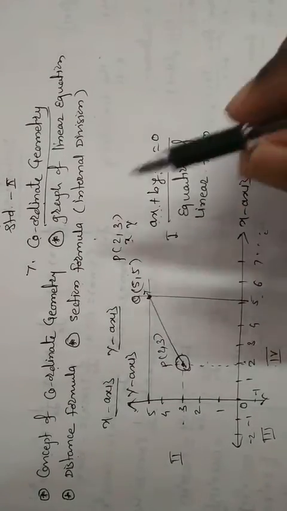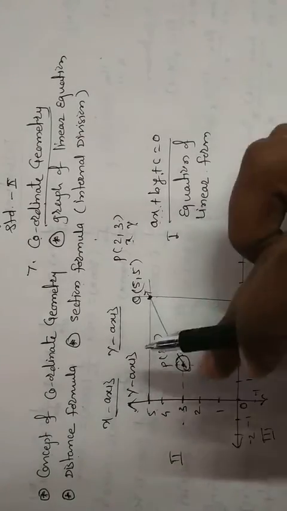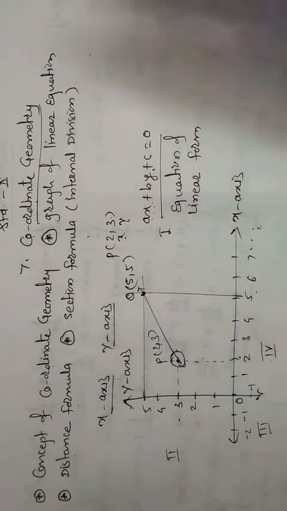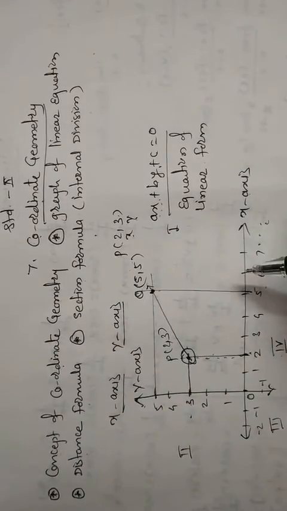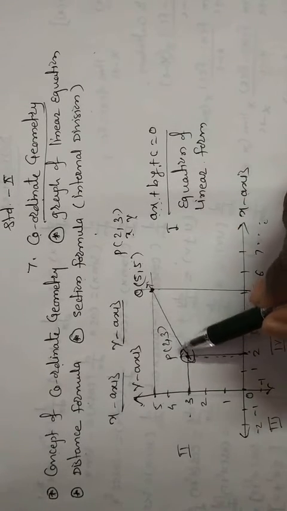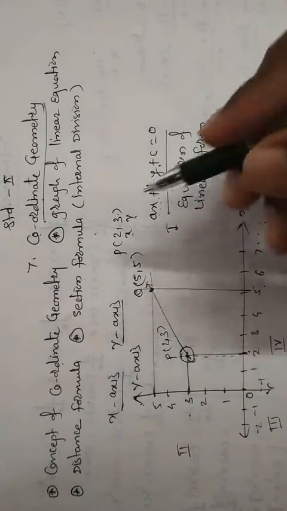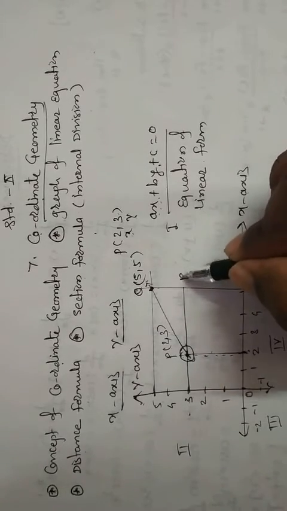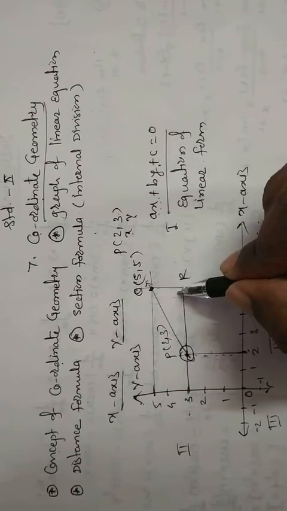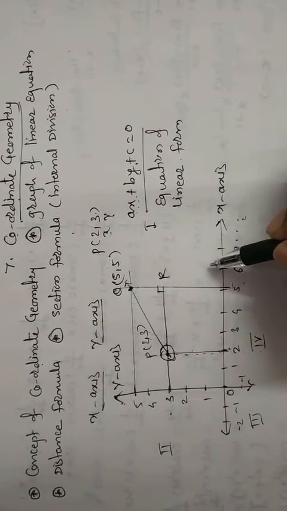Now the third topic is distance formula. So what is the distance between P and Q? We know that P coordinate is (2, 3), Q coordinate is (5, 5). Distance between P and Q. So we must know the length of this line. We don't know it, so we can take the perpendicular. Suppose this is R. That perpendicular is always a right angle. Okay. Now check it. What is the R coordinate?